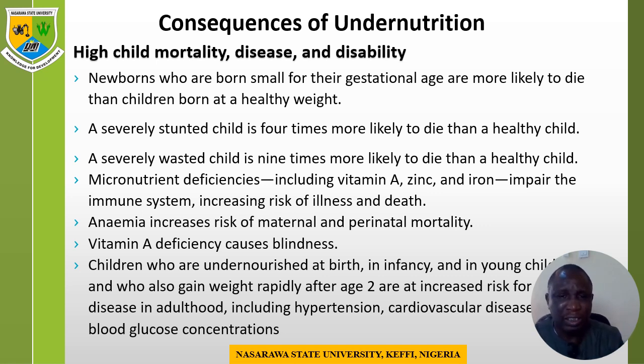Micronutrient deficiency, including vitamin A, zinc, and iron, impairs the immune system, thereby increasing risk of illness and death. Anemia also increases risk of maternal and perinatal mortality. Vitamin A deficiency causes blindness. Children who are undernourished at birth, in infancy, and in early childhood, and who also gain weight rapidly after age 2 are at increased risk for disease in adulthood, including hypertension, cardiovascular disease, and raised blood glucose concentration.